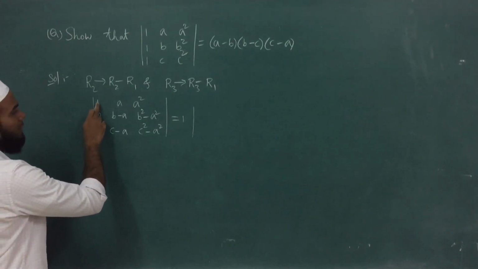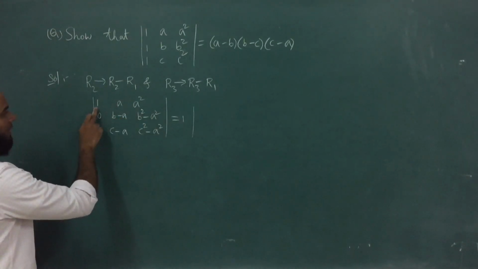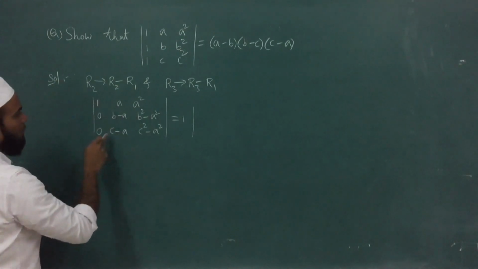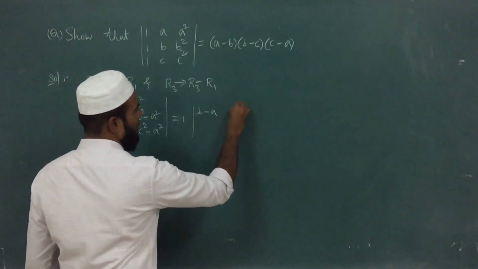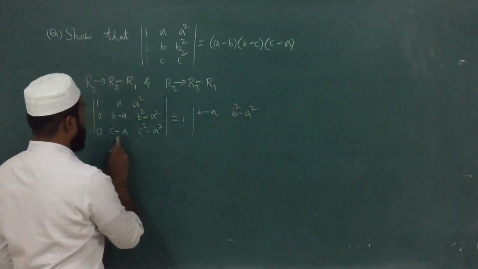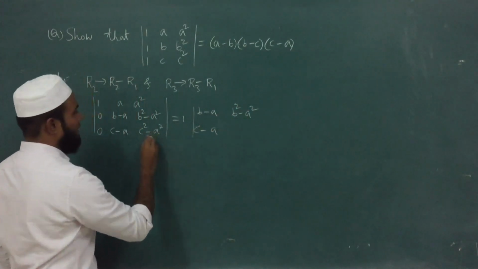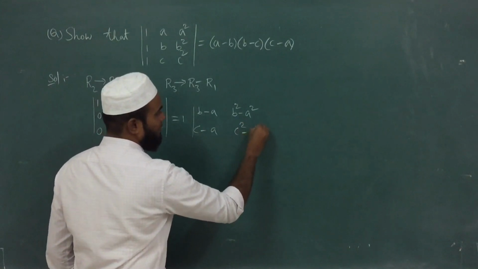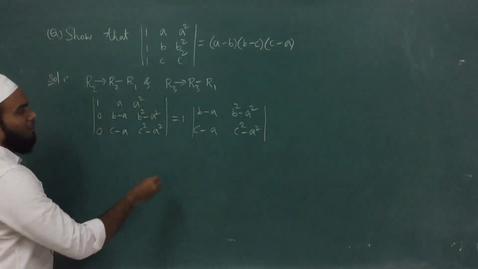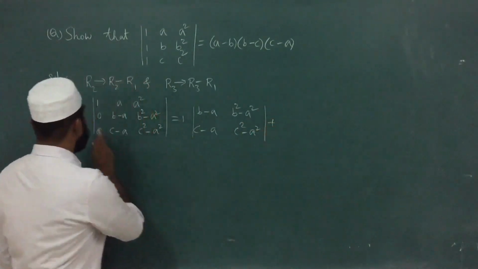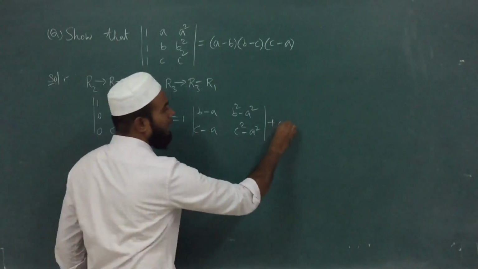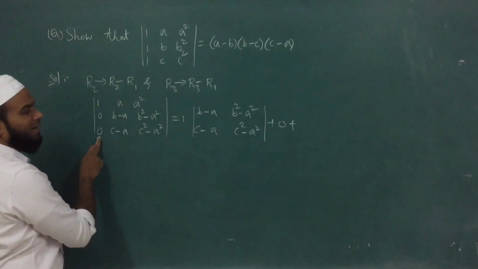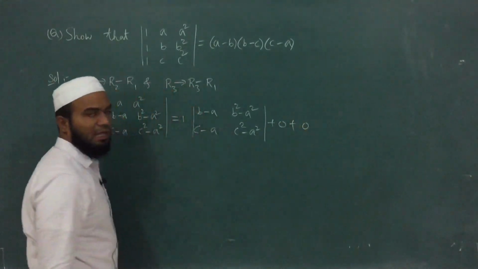What is the minor of 1? Remove this row and this column, or the cofactor of 1. What will remain? b minus a, b² minus a², then c minus a, then c² minus a², right? Then plus 0 into the cofactor of 0, which is 0 only, plus 0 into the cofactor of 0, which is 0 only, right?